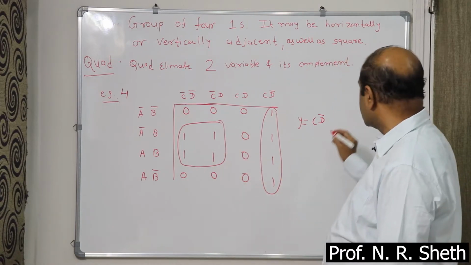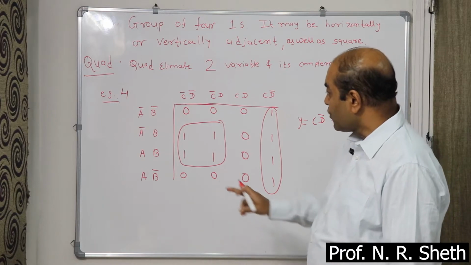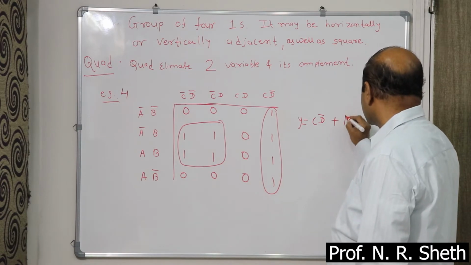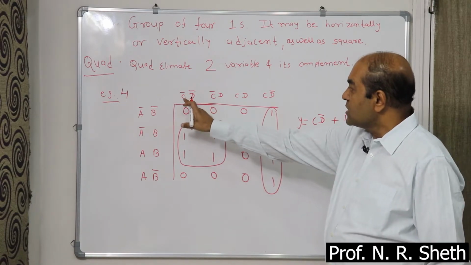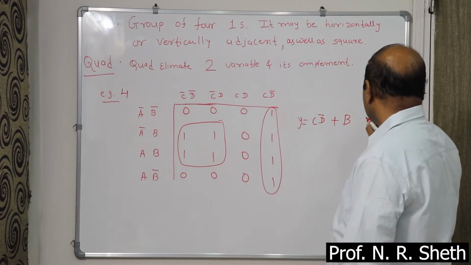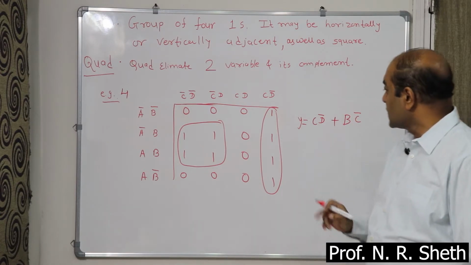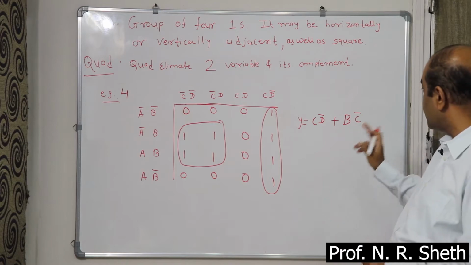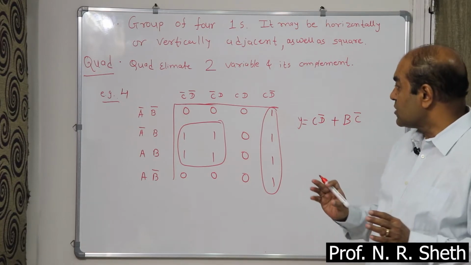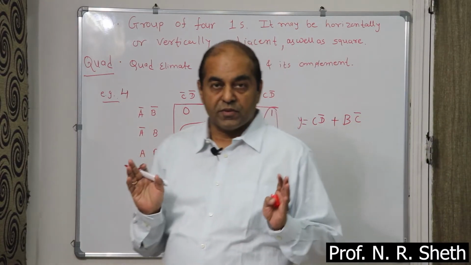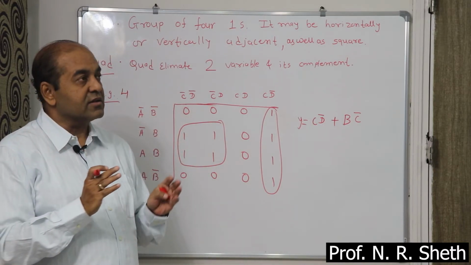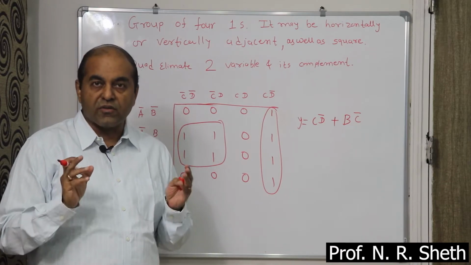About this one. A bar, A cancel, B. C bar, C bar, so that is not cancelled, but D bar, D, that part is over, so it is B, C bar. So Y equals C, D bar plus B, C bar. So in the exam, your K-map can be of any shape. You have to properly apply the rule, either for a pair or for a quad.